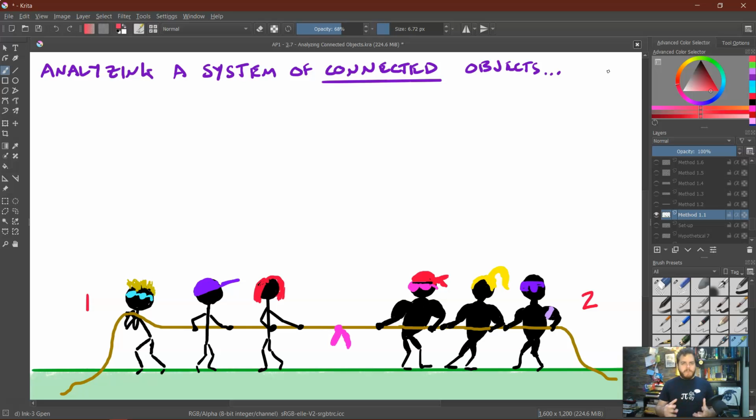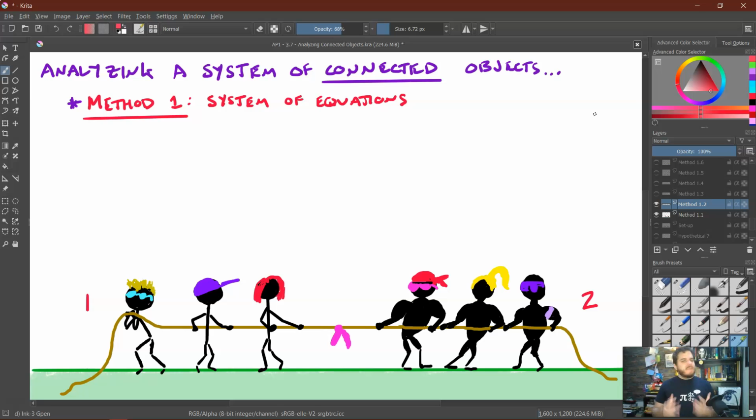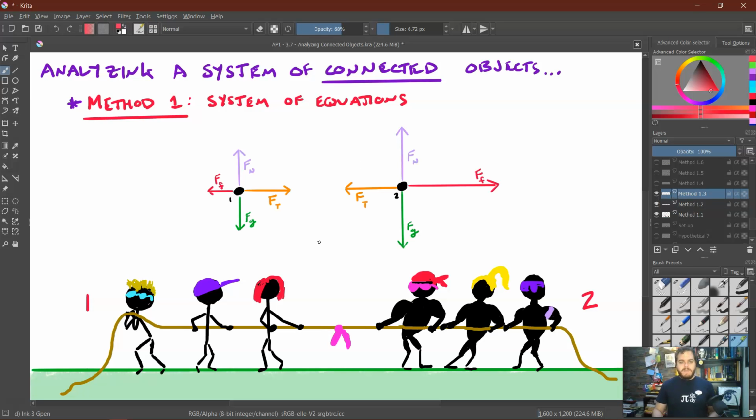We're going to go through them both to talk about which one that you prefer, but the first one we're going to go through first is the system of equations method. And we start off doing this by going ahead and drawing an FBD for each team. And when I do that, I went ahead and did it here.